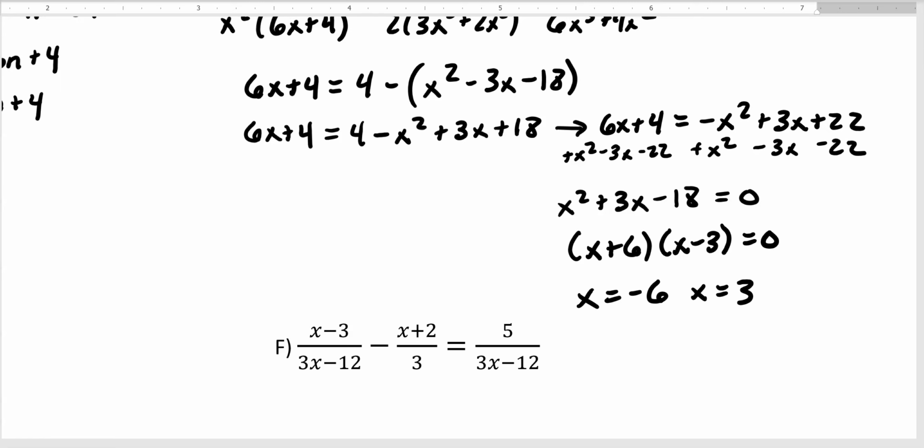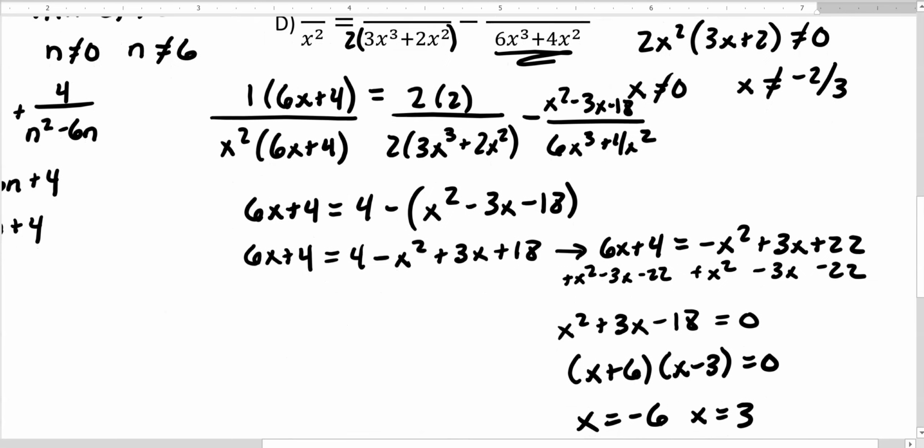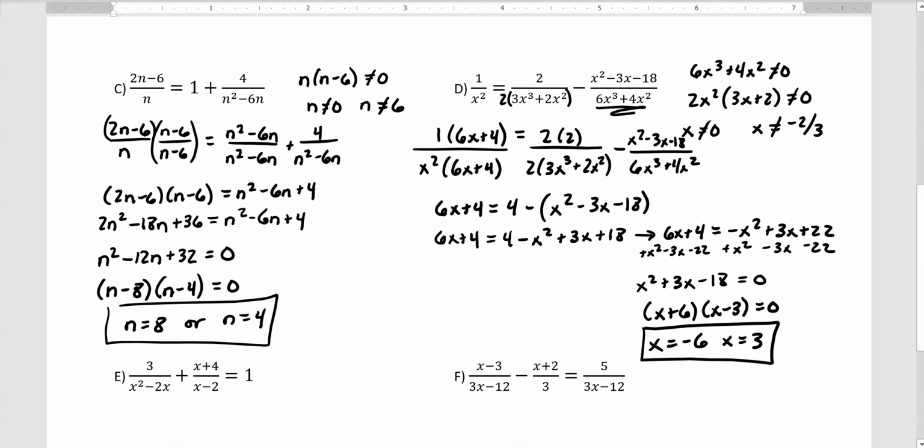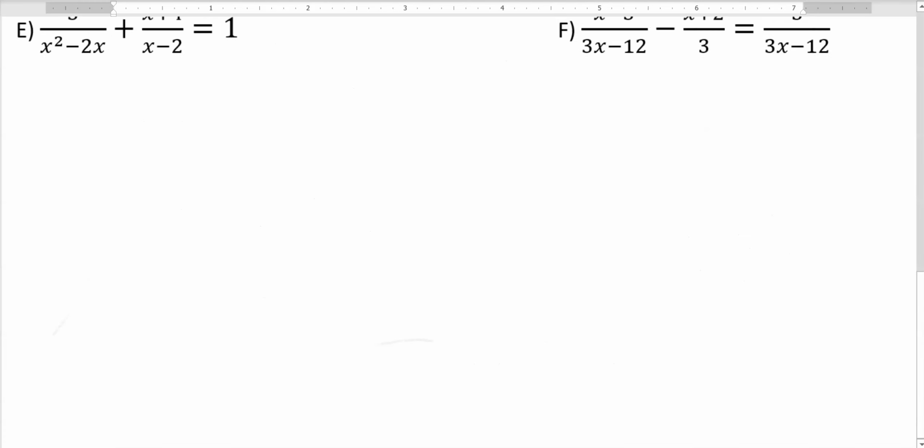Now let's check here. Does that work with my excluded values 0 and negative 2/3? Absolutely it does. Fantastic. Well done, team. Okay, let's look down here at letter E.